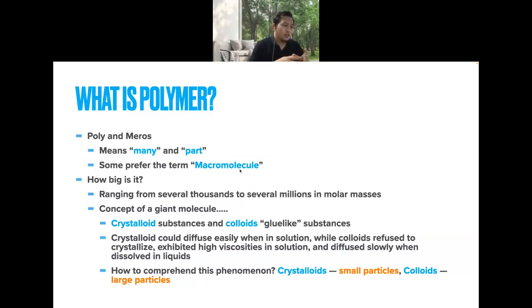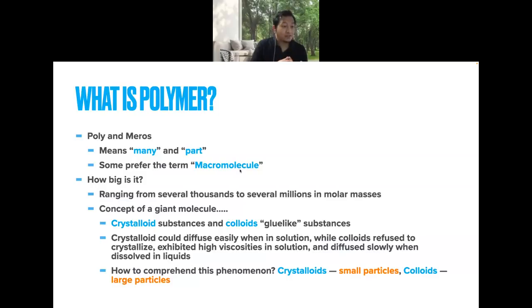And the macro part is because of the size of the molecule. The molar masses can be from thousands to millions, and basically we are dealing with the concept of a giant molecule, and why people think of giant molecules. At first, people were discussing and debating why this happens.